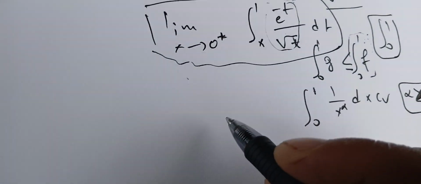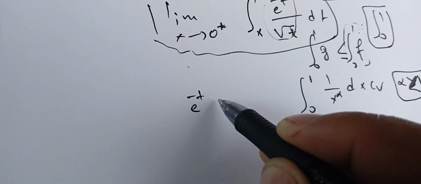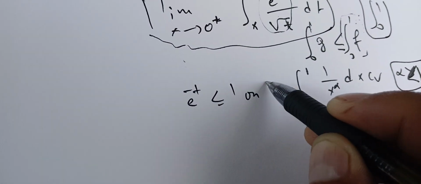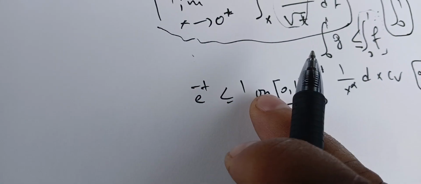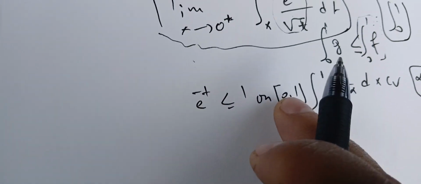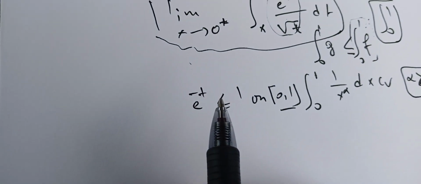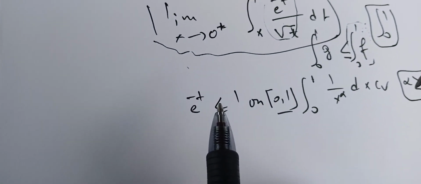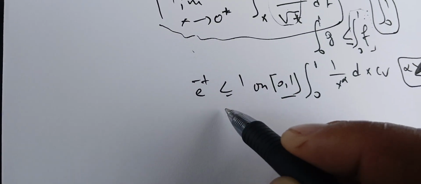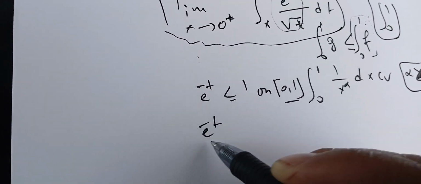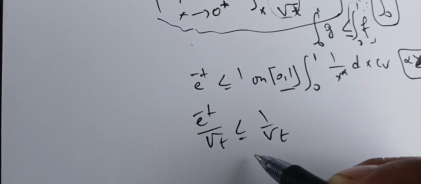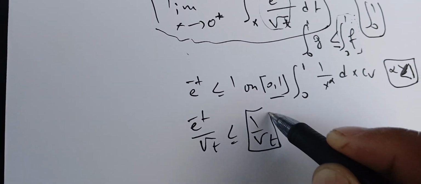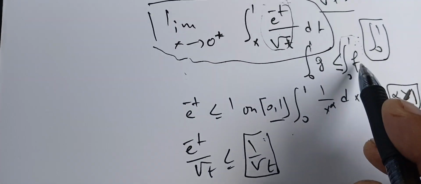So we can say that e to minus t is less than 1 on 0, 1. So e to minus t doesn't have a problem on 0 on this interval. Therefore we can say that e to minus t over square root of t is less than 1 over square root of t. So this is our function that we are looking for. This is our f.